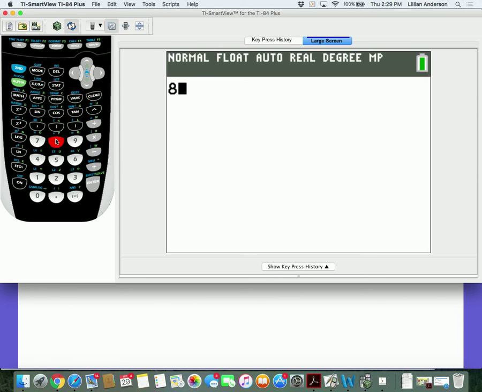Sine is above the comma, which is above the 7. And then we type in our number, close off the parenthesis. And when we click enter, we'll get our answer of 4. Does anybody not get 4?